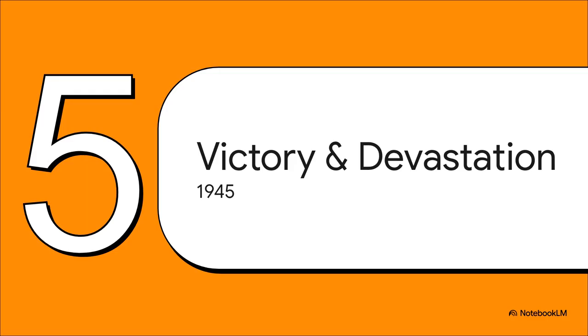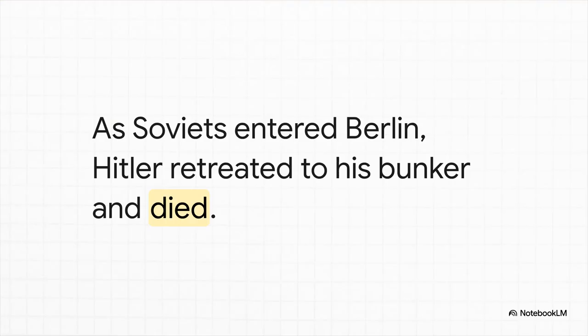Part 5. Victory and Devastation. By early 1945, the writing was on the wall. The situation for the Axis was totally desperate. Entire cities are in ruins, and fuel and supplies are just gone.